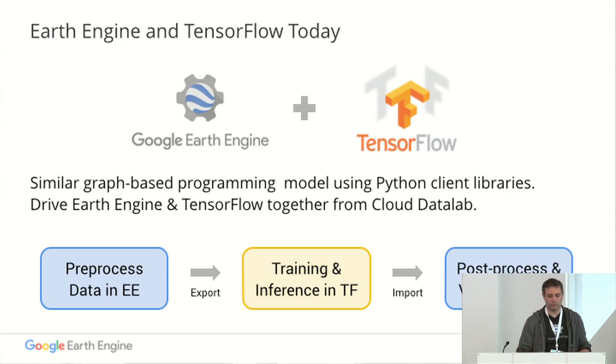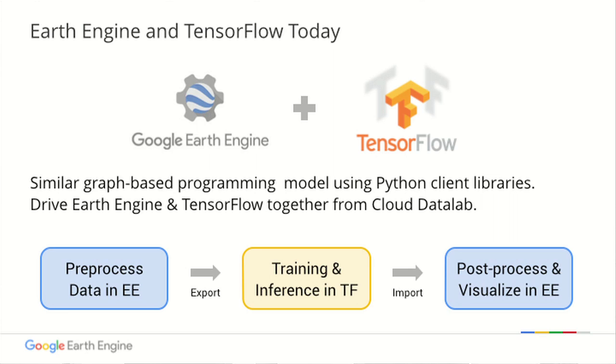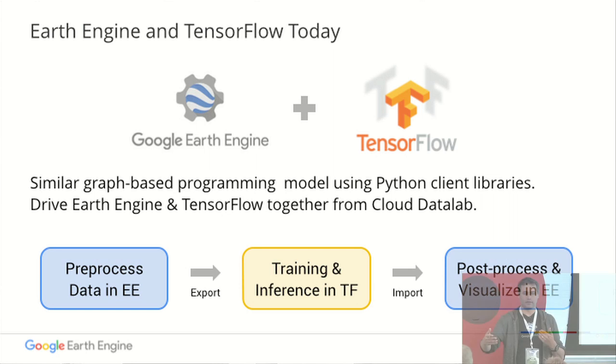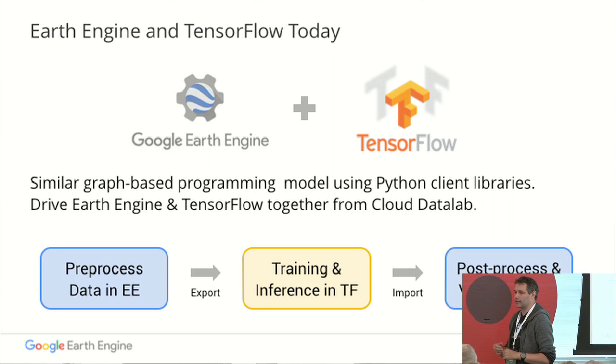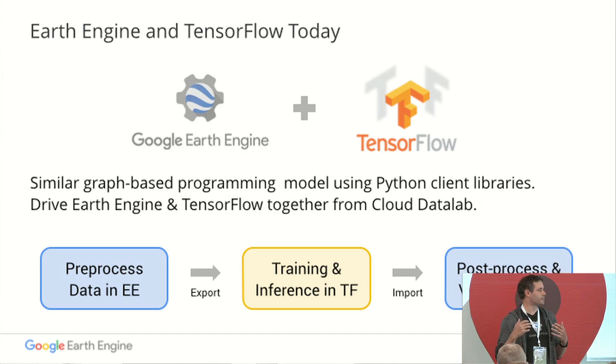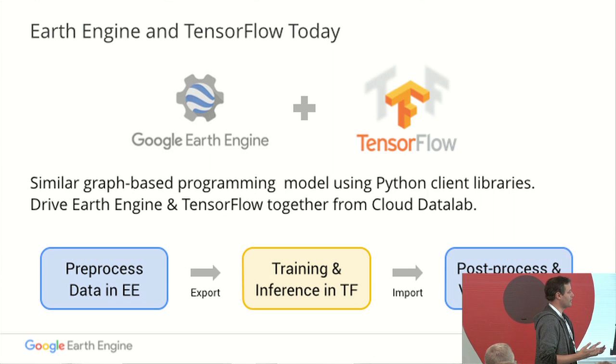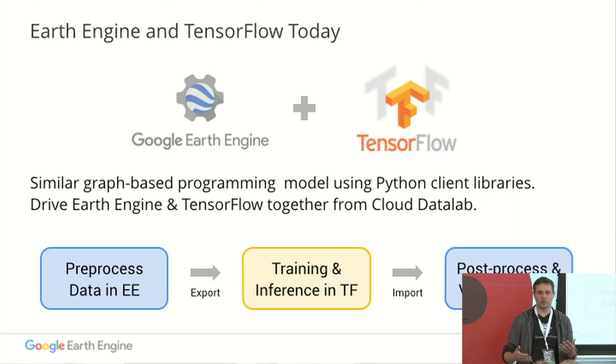So now, how might you go about using Earth Engine and TensorFlow together? Today, the way that people are already starting to do it is the most common flow. It's amazing to see how well Earth Engine can be used to pre-process geospatial data, take data from a diverse range of sources, maybe slice it, dice it, do some cloud-free mosaicing or what have you, to produce a well-structured input that you can then pass to TensorFlow running in CloudML to do your training and inference, and then take those results and post-process or visualize them in Earth Engine.